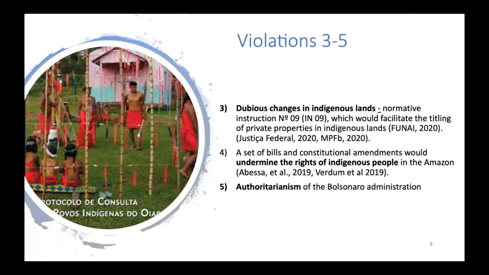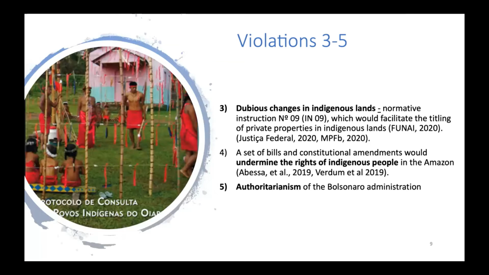The fourth one is the undermining of indigenous rights. Basically, there is a set of bills and constitutional amendments focused on the Amazon, which the House of Representatives is working on. An example is the legislative bill to replace what is called the MP da grilagem, basically the land grabbing provisional measure. That undermines environmental governance because it threatens the indigenous people seeking regularization, so the demarcation of their lands.